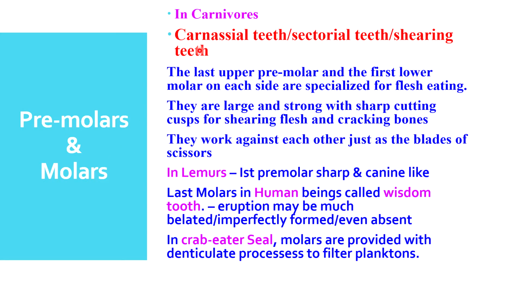The first one is the carnivores. They have carnassial teeth or sectorial teeth or shearing teeth. That is the last upper premolar and the first lower molar, specialized, and it is for flesh eating. They are large and strong with sharp cutting cusps, just like the blade of scissors.